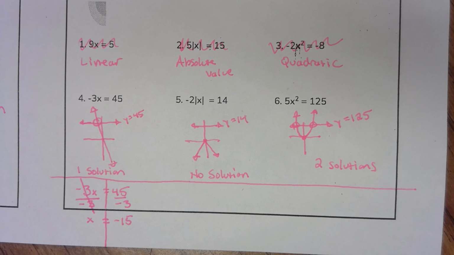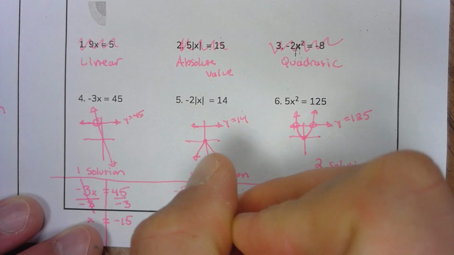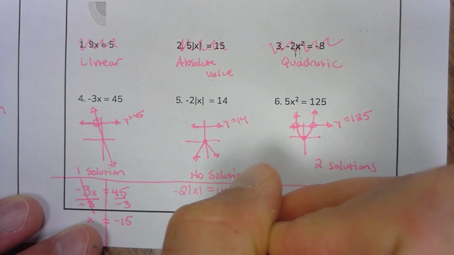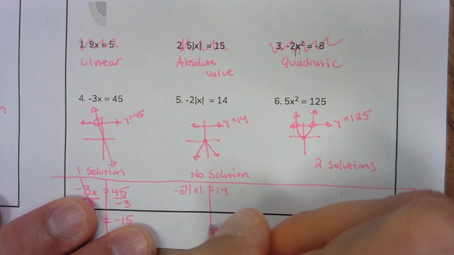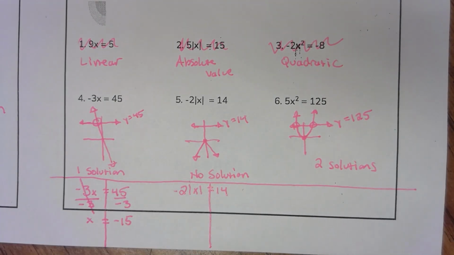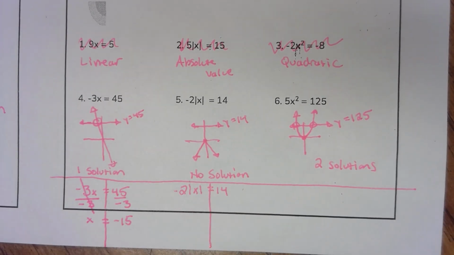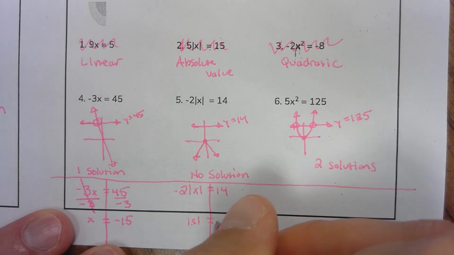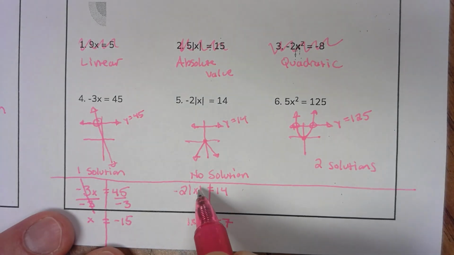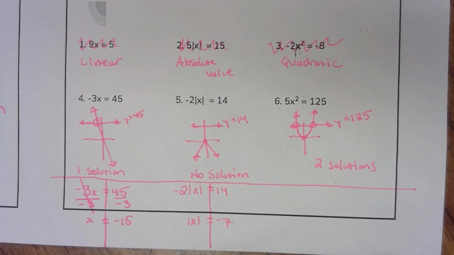Okay, absolute value. Let's rewrite it. So negative 2 absolute value of x equals 14. And again, I'm going to give you two ways of how we can jump into this. We can think about negative 2 times what needs to be 14, right? And that would be negative 7. If the absolute value of x is negative 7, I get negative 2 times negative 7 gets us to 14.